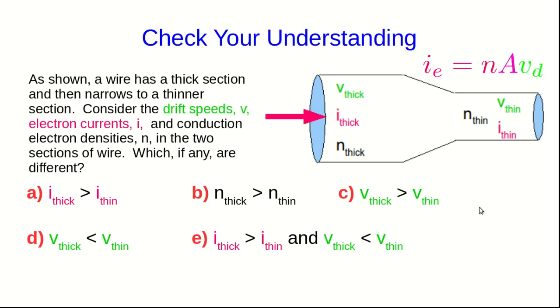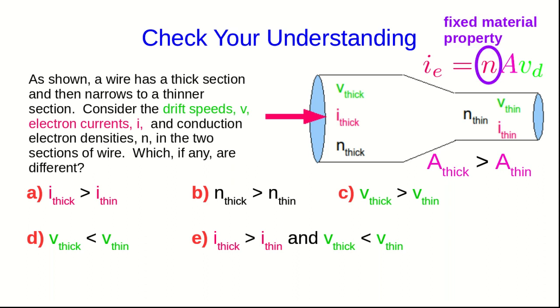Well, how did you do? Hopefully it's obvious that the cross-sectional area in the thick wire is greater than the cross-sectional area in the thin wire. If that's not obvious to you, then you haven't understood what cross-sectional area means. Now, the other thing is that N, which is the conduction electron density, is a property of the material, and so it's fixed. It can't change.